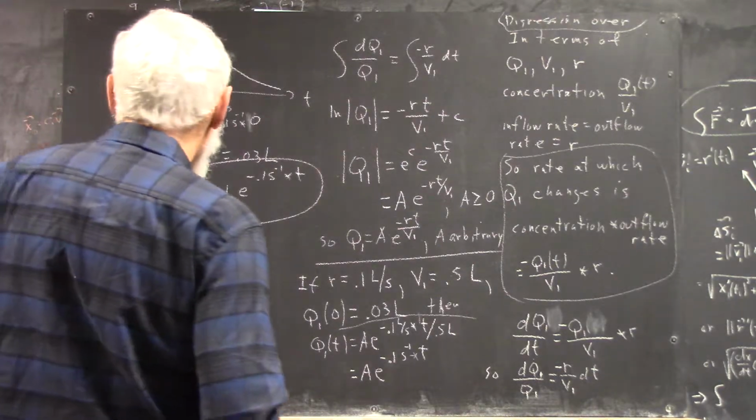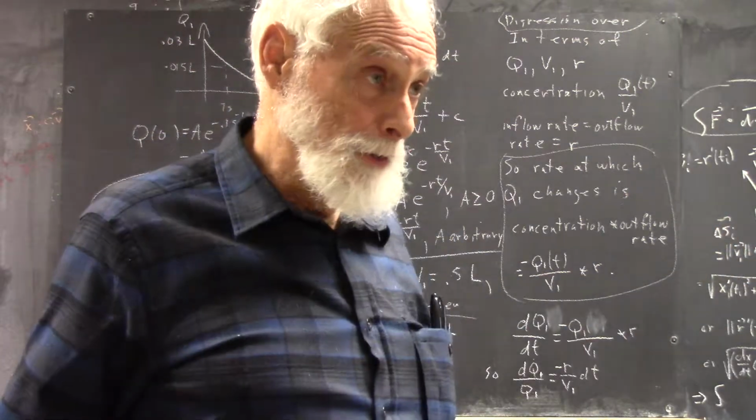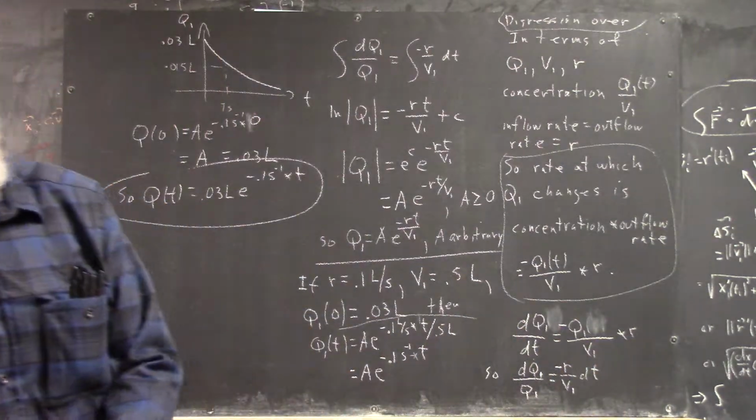Well, that's easy. So now we have a way of modeling the concentration in the first bowl. And it doesn't depend on what's in the second bowl.